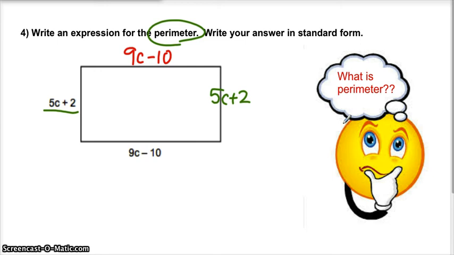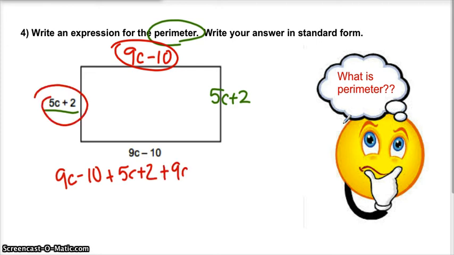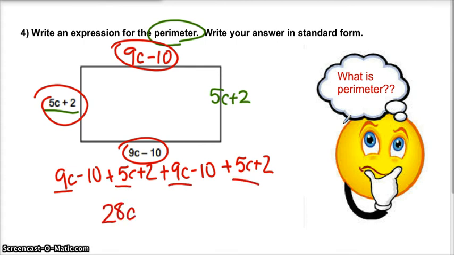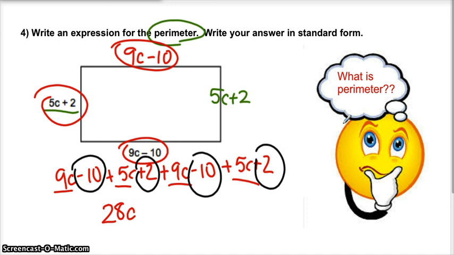So I have 4 things that needed to be added up. I have a 9c minus 10. I'm going to add it to a 5c plus 2. I'm going to add it to the other 9c minus 10. And I'm going to add it to the 5c plus 2. And what we end up with is a huge combining like terms. So 9c's and my 5c's added up is going to give me 28c. And if I add up all of my constants, grab your calculator if you'd like to, a negative 10, a positive 2, a negative 10, and another positive 2 gives me a negative 16.